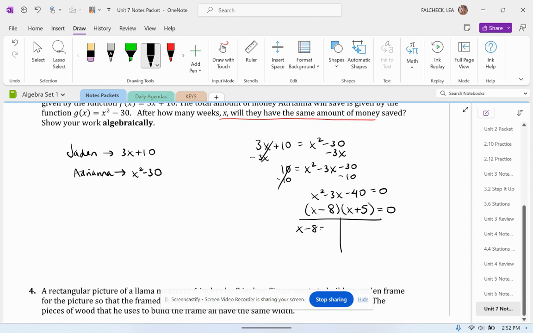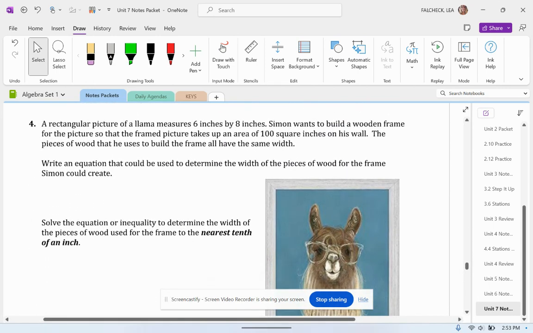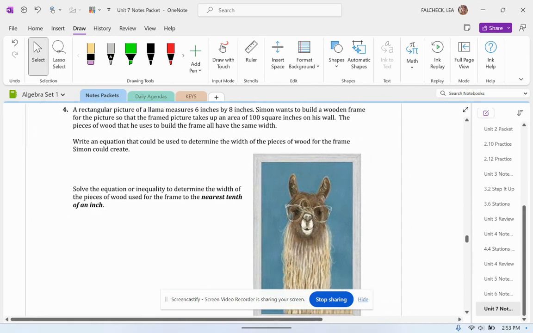Let's set each factor equal to 0. And again, we're talking about number of weeks. Let's reject the negative solution and we will take the positive. X equals 8 weeks.